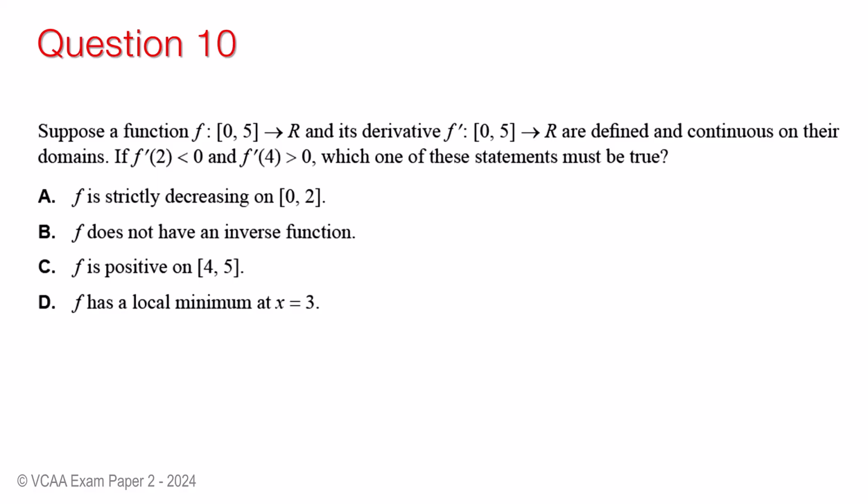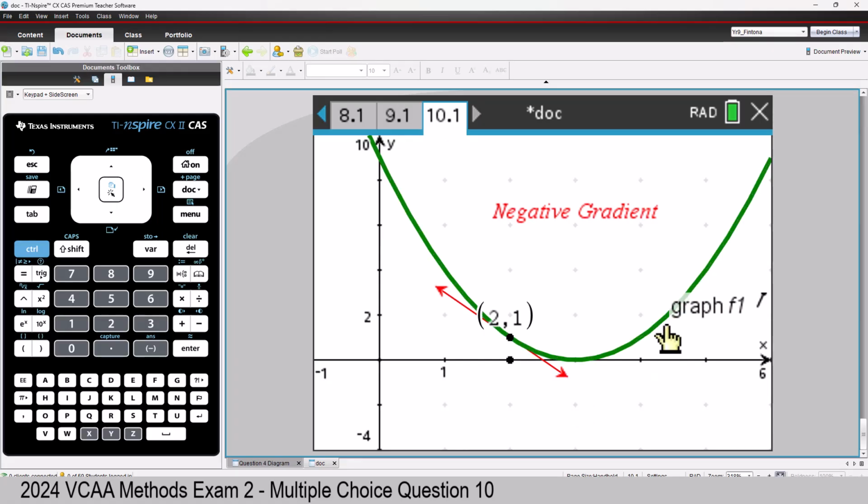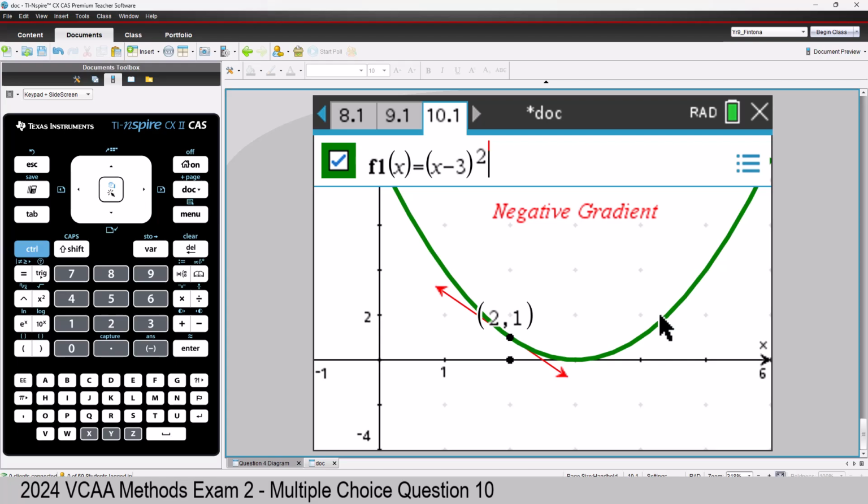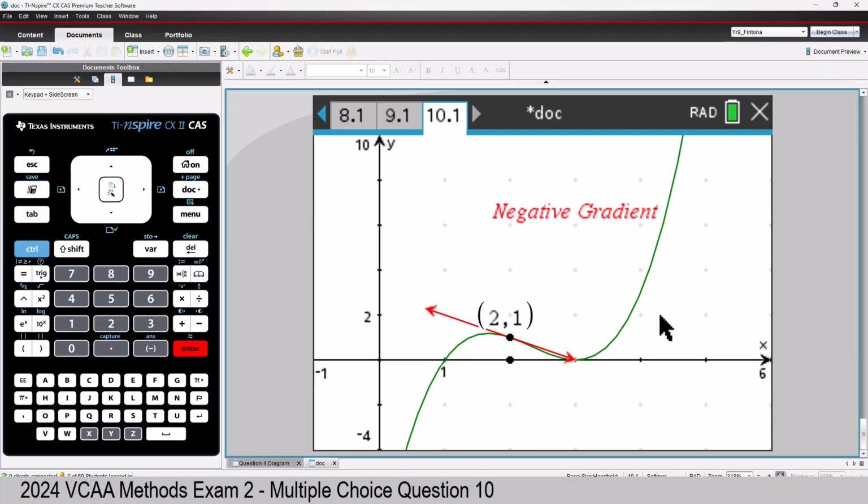So let's have a look at option A. While the function that I have chosen is decreasing over this interval, I could easily put a different polynomial, say of higher degree, and now the previous criteria are all satisfied, but option A is no longer true.